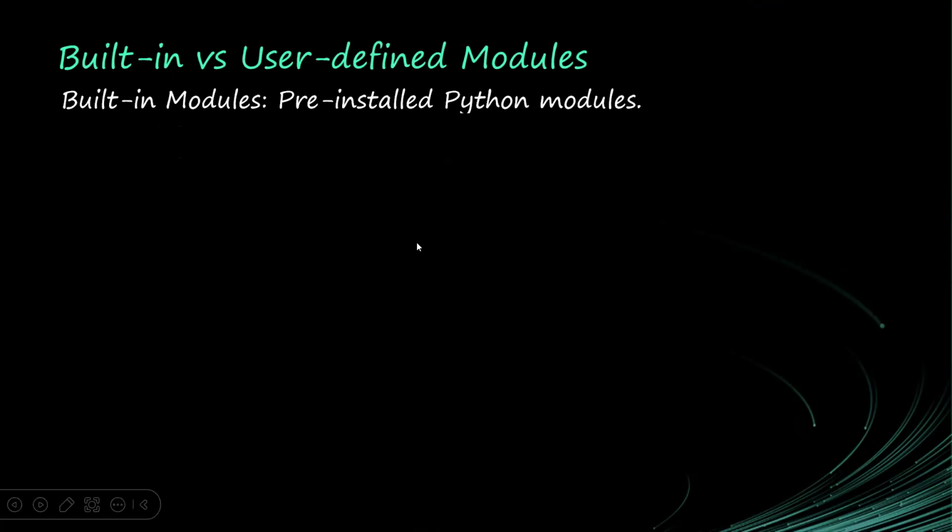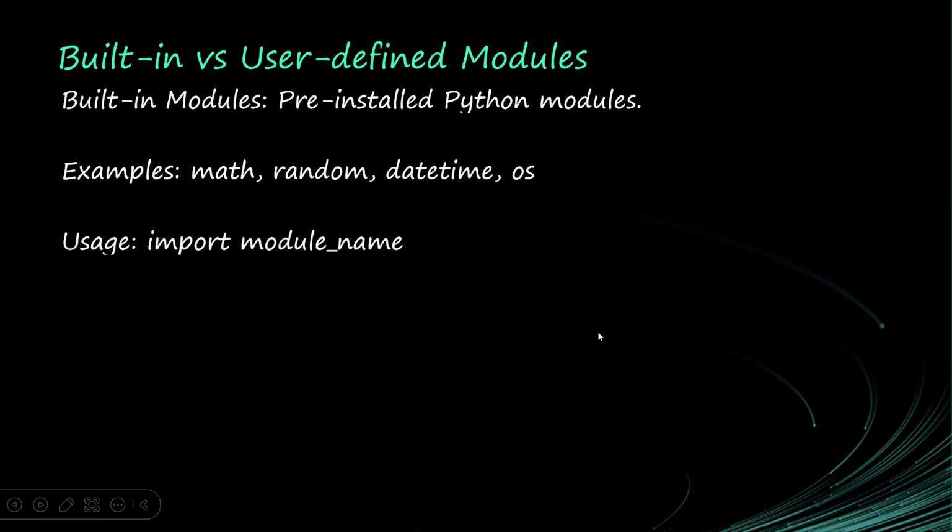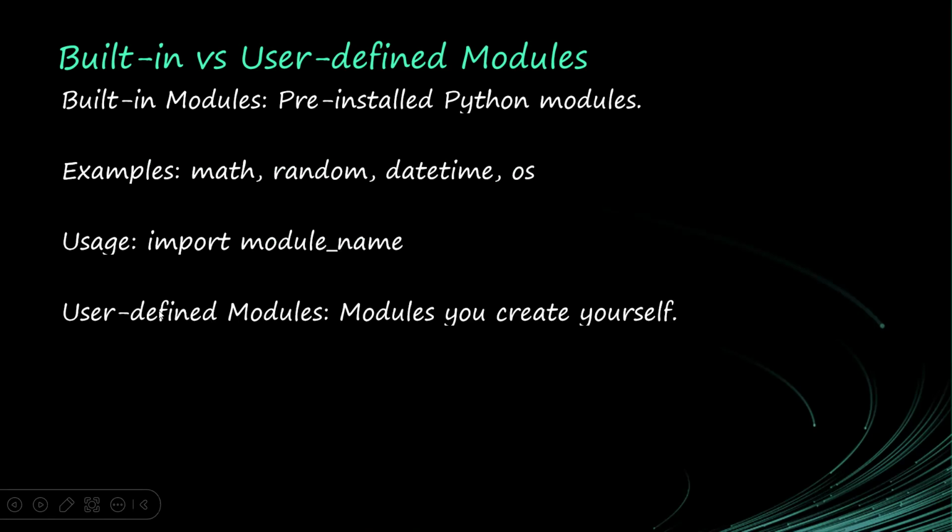We have some built-in modules that come with Python. They are pre-installed. Something like math, random, datetime, and os. If you want to use them, how do you use modules? You just say import, then the module name. You have seen that already. User-defined modules are modules you create yourself. Built-in modules are the ones Python pre-installs for you when you install Python.